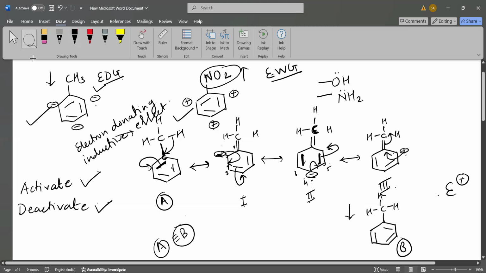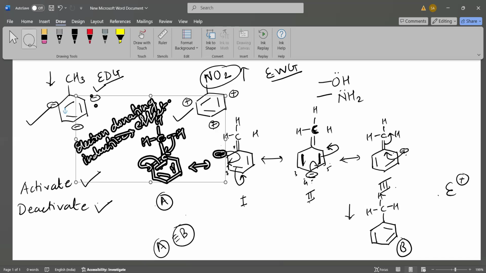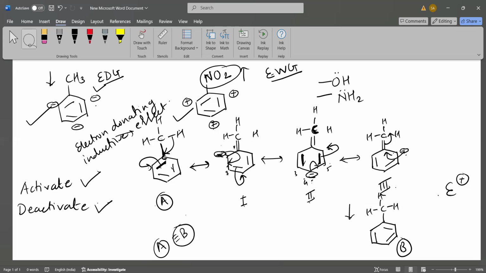Ma'am, what are the electron donating and the electron withdrawing groups? That's what I said. Electron donating is like this CH3. Any alkyl group shows an electron donating inductive effect, right? OH also shows the electron donating inductive effect, and at the same time, a lone pair is present on the OH, right? These lone pairs are really very important, and the nitro group also has a lone pair on nitrogen, correct?